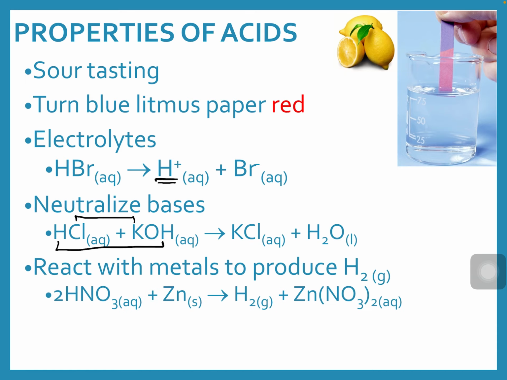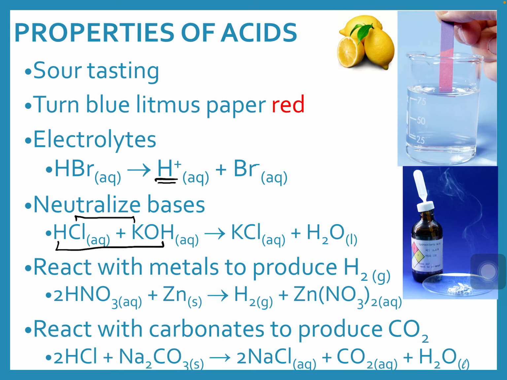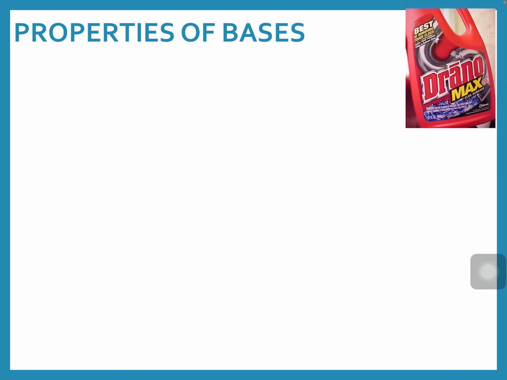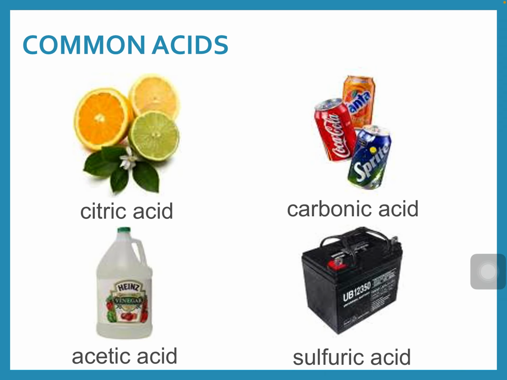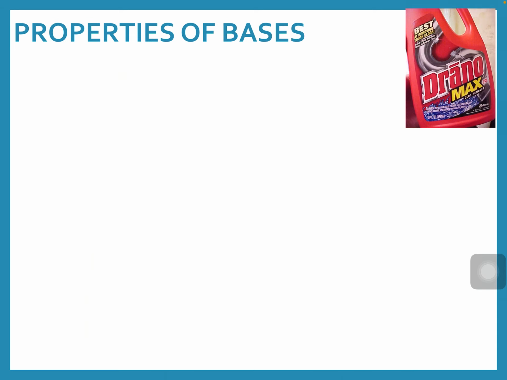Acids will react with metals to produce hydrogen gas, so they are corrosive with metals, and they will react with carbonates to produce carbon dioxide. Some common acids: citric acid in citrus fruits, carbonic acid found in pop, acetic acid, which is in vinegar, and sulfuric acid is in car batteries.